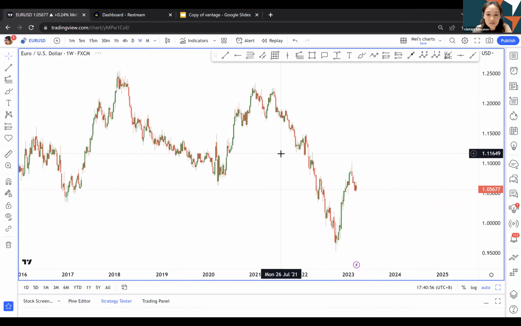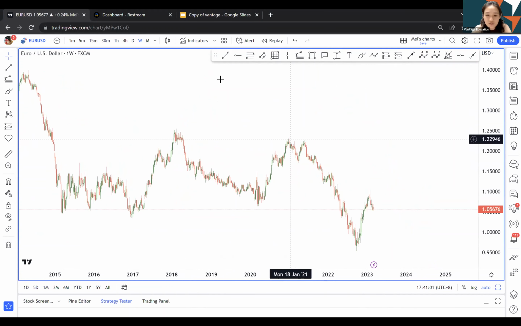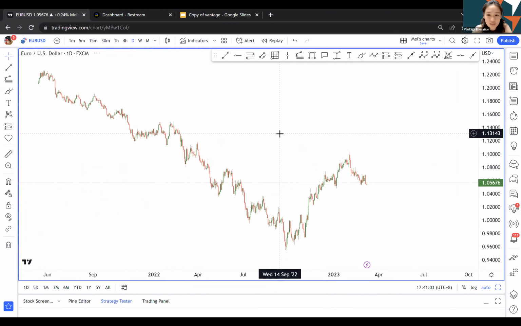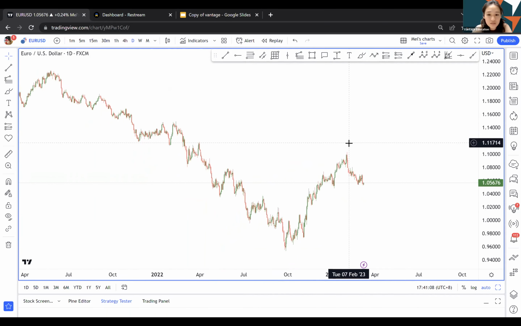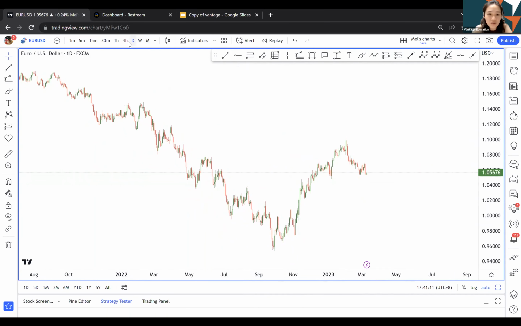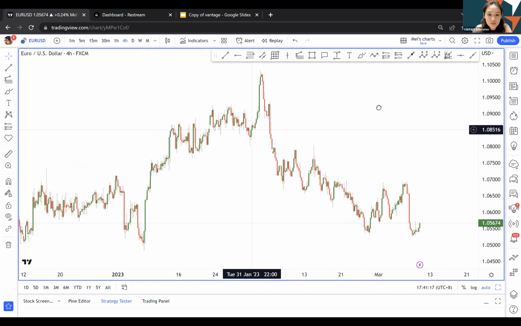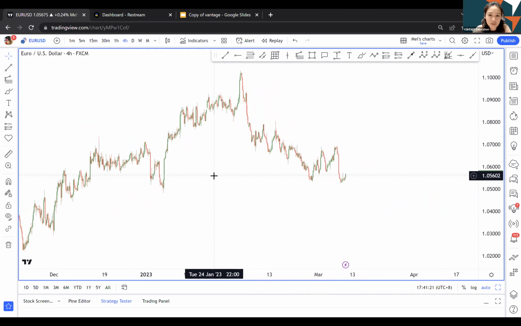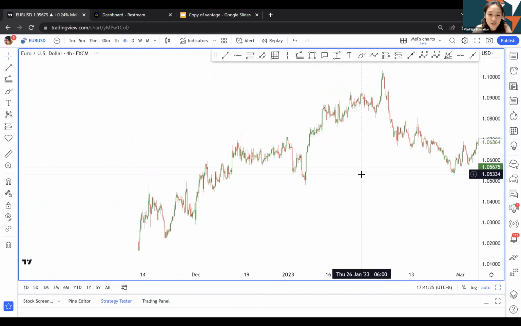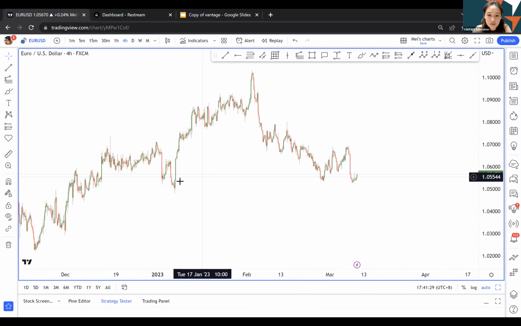On a weekly, we can see a downtrend as well. On a daily, downtrend, but it seems price is climbing up. 4 hours. I'd like to do this for each chart before we start analyzing so that we have a general idea of where price is heading towards or where price was in the past.